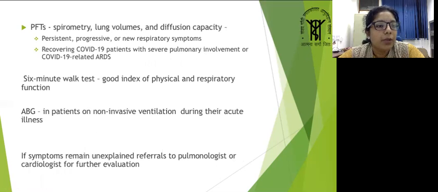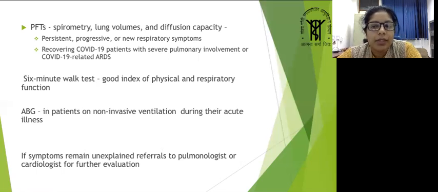PFTs consisting of spirometry, lung volume, and diffusion capacity have to be done in patients who present with persistent, progressive, or new respiratory symptoms, or also in those recovering COVID-19 patients who had severe pulmonary involvement or COVID-19 related ARDS. 6-minute walk test is also a good index of physical and respiratory function. ABGs are needed in those patients who were on noninvasive ventilation during their acute illness. Now, if the symptoms remain unexplained, referrals to a pulmonologist or cardiologist can also be done for further evaluation.